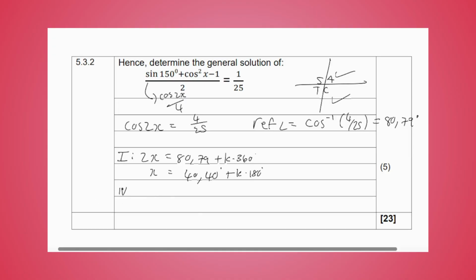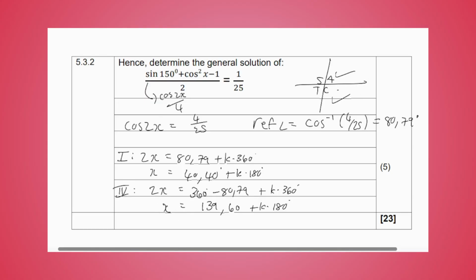And then in quadrant 4, you could have done this actually 2 ways. I'm going to show you the one first. So 2x is equal to, in quadrant 4, 360 minus 80,79 plus k 360. You add those together and then you divide by 2 to get x. So you should be getting 139,60 plus k 180. That's one of the ones you could have had.